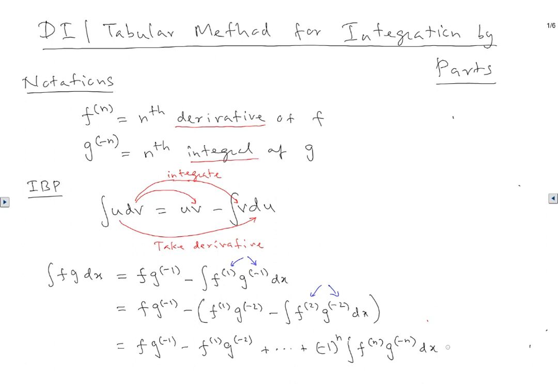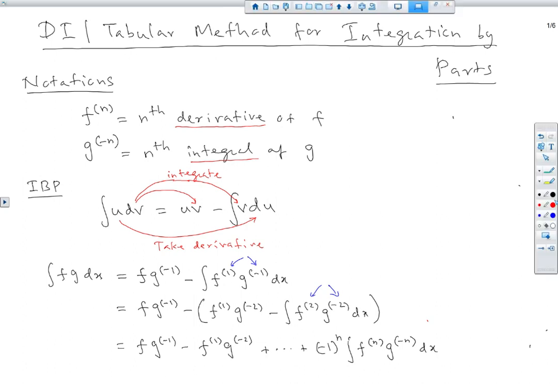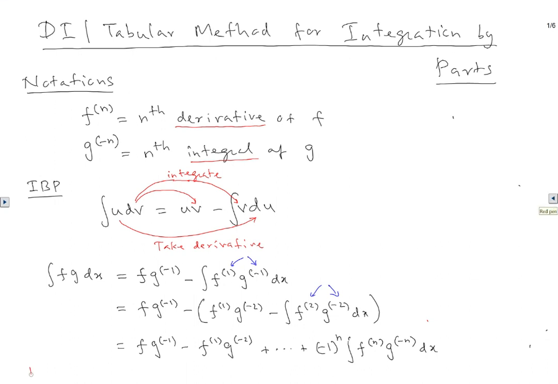Now we can write this as a formula. Also we notice one more observation: if the nth derivative of the first function f equals 0, what will happen? The integral is going to be 0. Then the process ends.